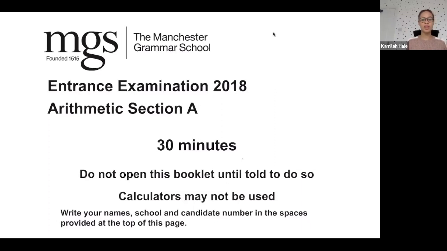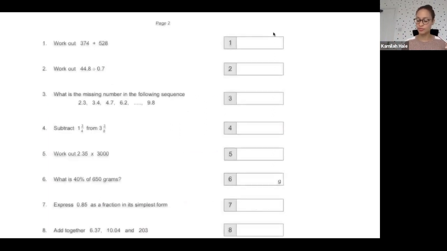Okay, so we have the next in our series of the Manchester Grammar papers. It's Arithmetic Section A that we're still doing, and it's the 2018 paper today. So we're going to spend longer than 30 minutes on it, but in the exam you would have just 30 minutes to do these 20 questions.